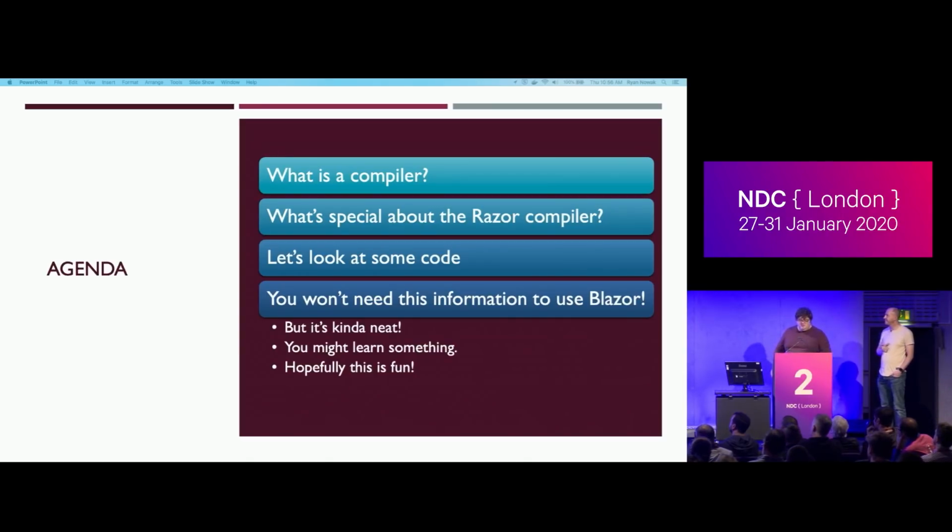Pretty easy to grasp. What's special and unique about the Razor compiler, or what we're doing for Blazor. And then we're going to look at some code, and we're going to try and put it under the X-ray and understand it a little bit, and examine in detail some language features, or what the compiler's role is, or what the steps are.